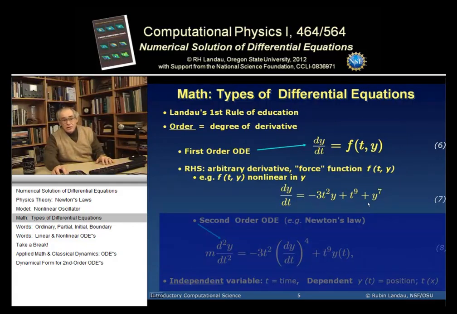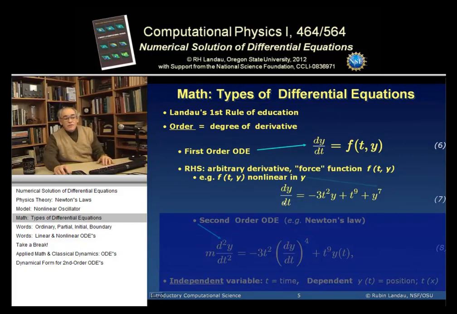So for example, equation 7, what do we have? We have t squared, nonlinear in time, linear in position, t to the 9th, ooh, ugly, y to the 7th, very nonlinear in y, which is the dependent variable here, but it's still linear first order because it's linear in the derivative.